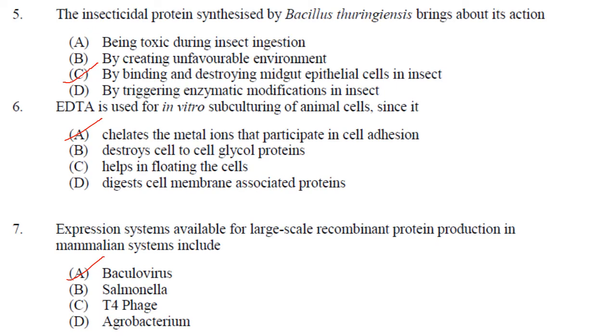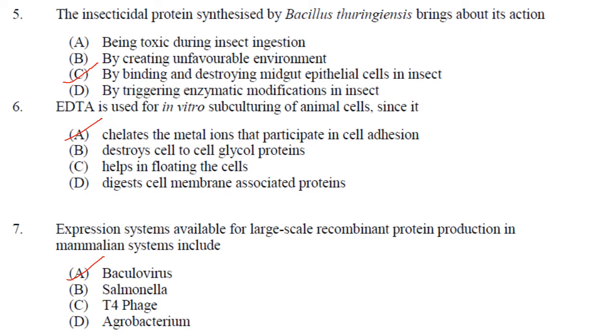Then next one. The insecticidal protein synthesized by Bacillus thuringiensis brings about its action... So Bt strains synthesize Cry proteins as well as Cyt toxins, that is crystal toxins and cytolytic toxins. This is produced at the onset of sporulation. Once ingested by insects, these crystals are solubilized in the midgut. The toxins are proteolytically activated by the midgut proteases and bind to specific receptors located in the insect cell membrane, leading to cell disruption and insect death.